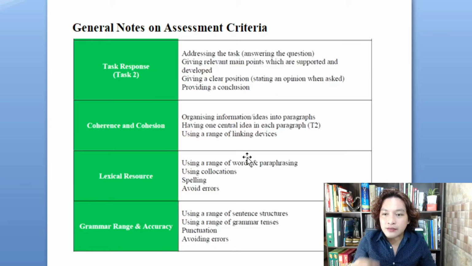Next, you need to give a clear position. You need to state your opinion when asked, and you need to provide a conclusion. Now, for coherence and cohesion, lexical resource, and grammatical range, we're going to tackle those in separate videos, so it will be much clearer for you rather than discussing it all at once. For this video, we're going to discuss only how to analyze and answer the question prompt.